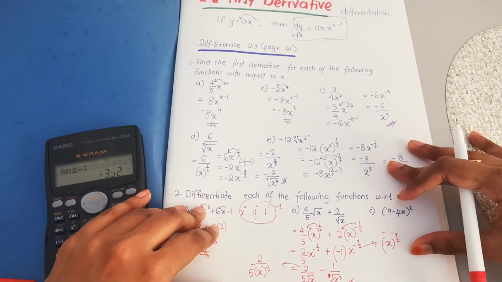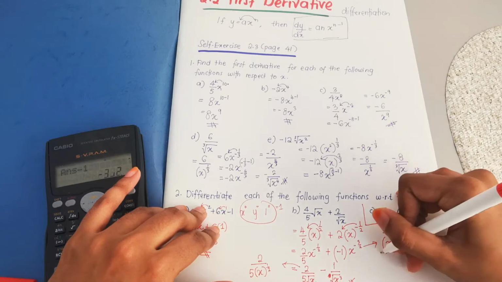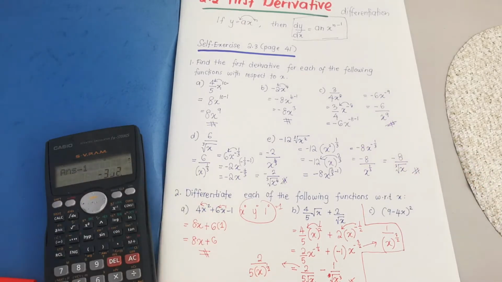Let me see if I have space. Okay, I'll just write like this. Okay, ignore this part.